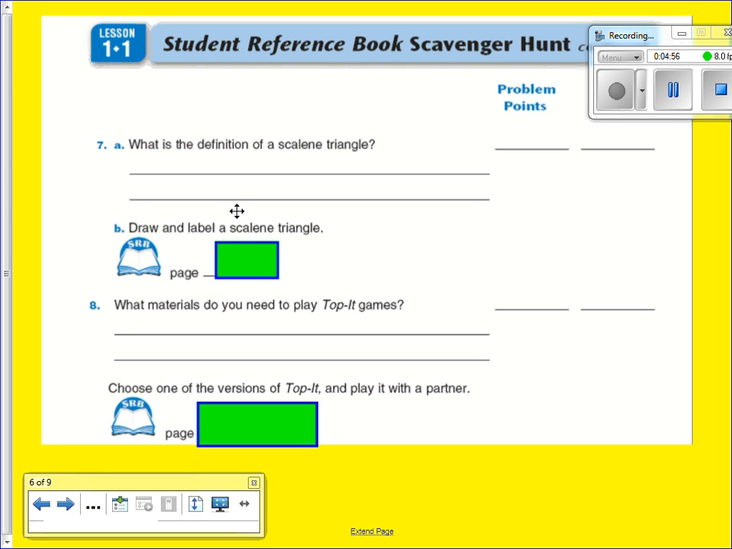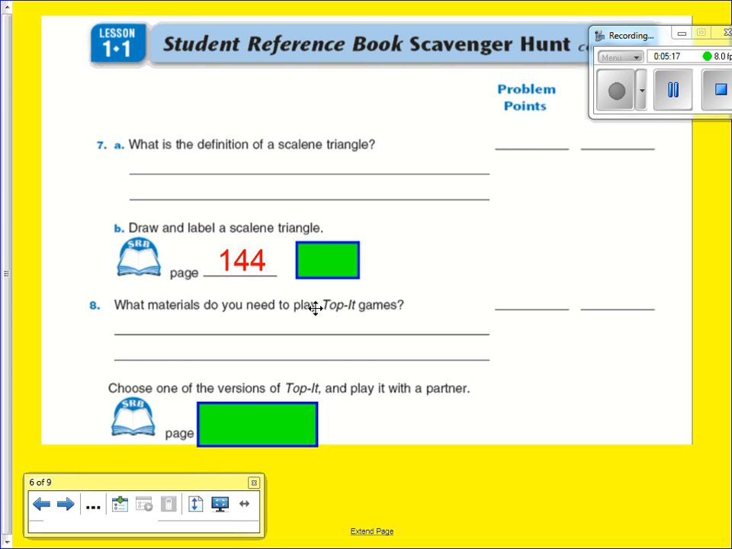Problem number 7, what is the definition of a scalene triangle? Once again, if you don't remember what a scalene triangle is, go ahead and take a look. I'll also have your geometry templates out. So you're going to have to draw and label a scalene triangle. Go ahead and do it in this area. If you need more space, go ahead and do that. You'll be able to just trace it right off your geometry template.